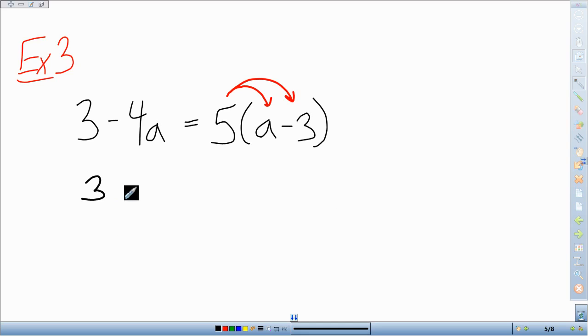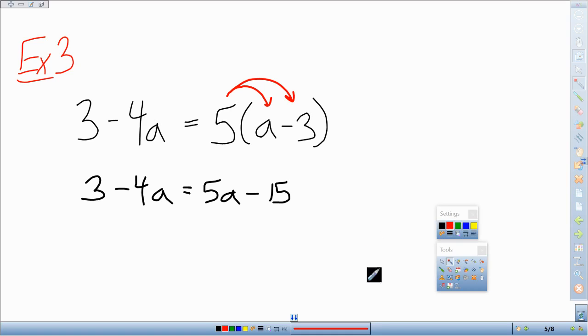Okay, so I'm just going to bring these down. 3 minus 4a over on the right. 5 times a is 5a. 5 times negative 3, negative 15. Now let's go ahead and bring them to the same side. I'm going to choose to bring my 4a over to the right-hand side. It's being subtracted, so I'm going to add it.